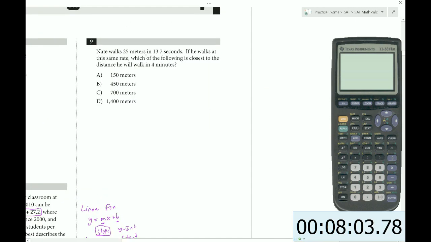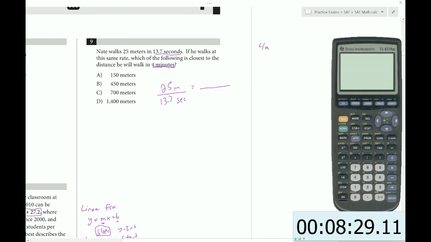Nate walks 25 meters in 13.7 seconds. So this is how many meters per second. That's units for speed. If he walks at this same rate, which of the following is closest to the distance he'll walk in 4 minutes? So we have another unit of time here, but it's different from our original. So we can't right away do a proportion. Before we do, we have to do a conversion.